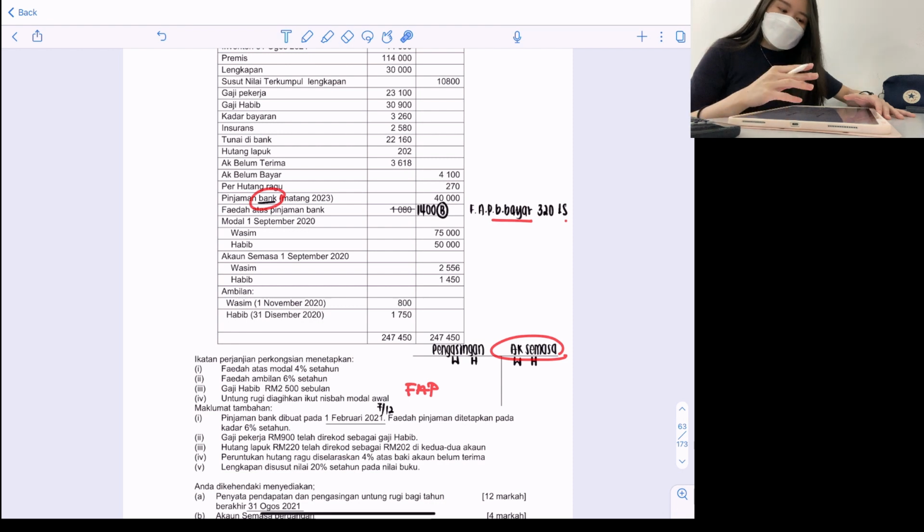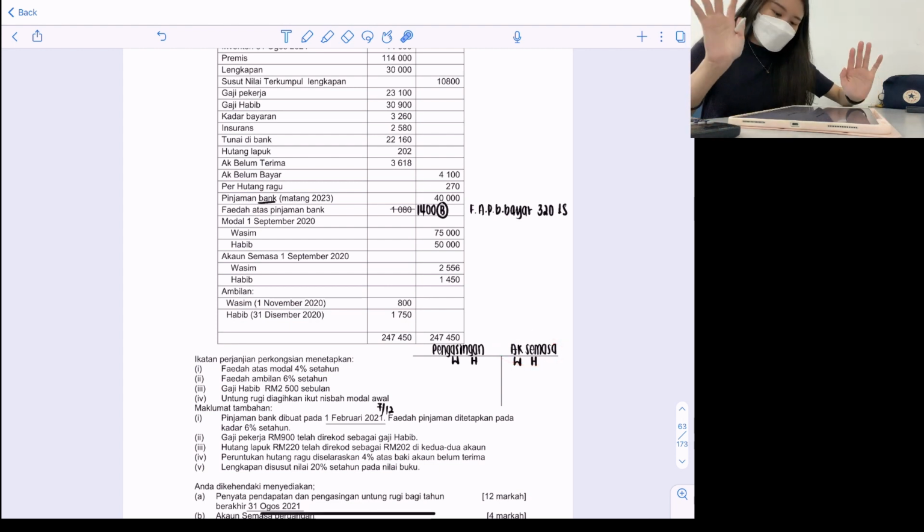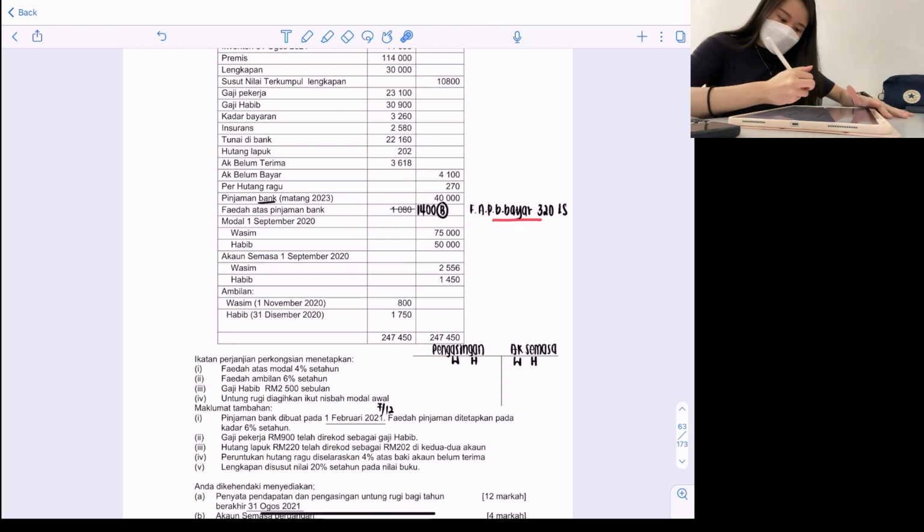But now in this case, it is from bank. So this is not your Perkongsi. You cannot put it into account semasa. You have to create a term belum bayar. Okay, right. Just to clarify, in case you guys are confused, what am I doing? So point 1 is done.